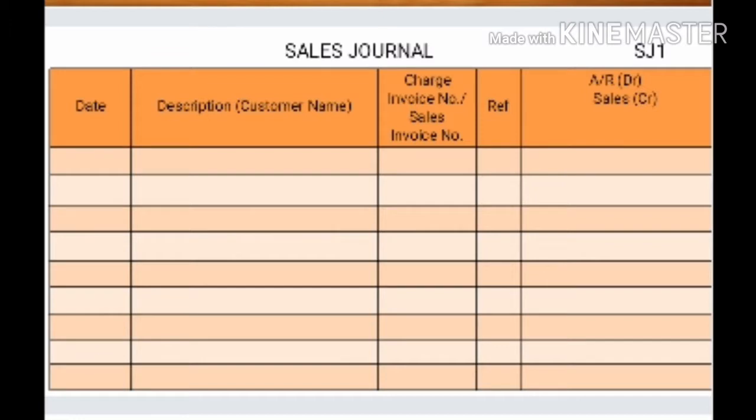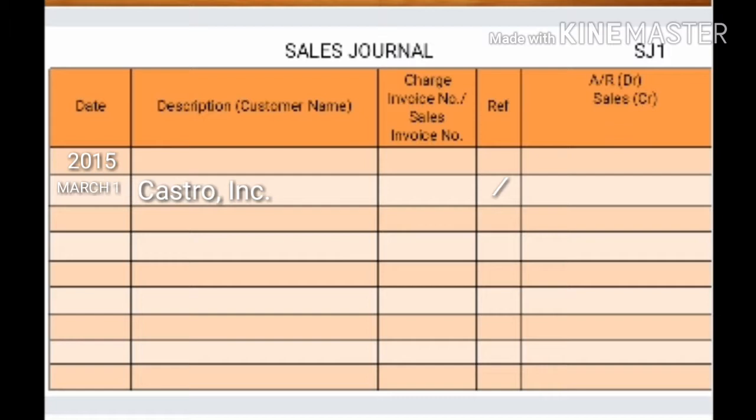This is an example of a sales journal. The date of the transaction is entered in the date column. A brief explanation of the transaction is entered in the description column, or the name of the customer. The column titled Ref, which stands for reference, is left blank when the journal entry is made. The column is used later when the journal entries are transferred to the ledger accounts.